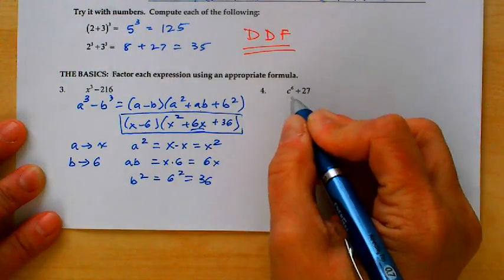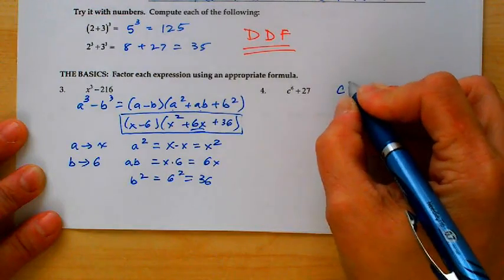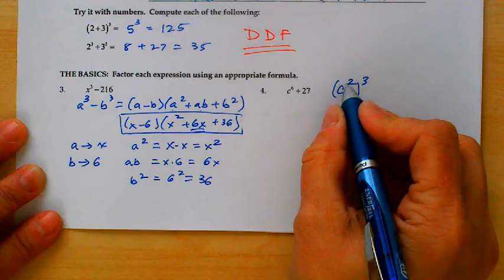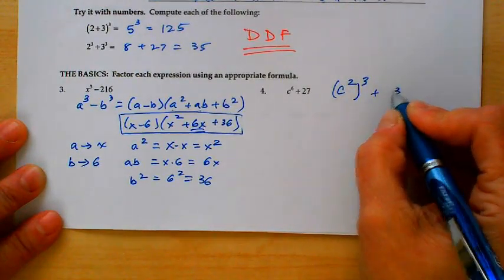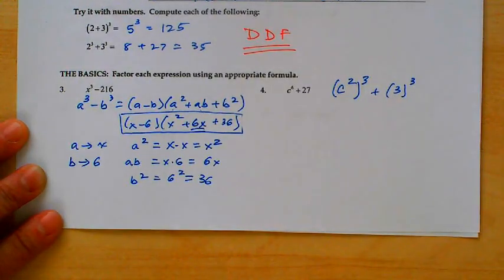All right, c to the 6th. Well, that really could be a cube if we think of it as c squared cubed. And of course, 27, we all know that number. That is the cube of the number 3. Perfect. We have the sum of 2 perfect cubes.